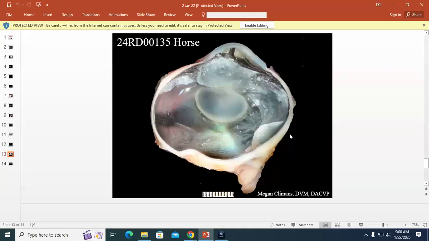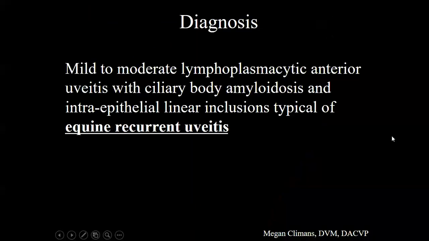And that's it. That's all the things in this horse. There were a lot of things. I think there was maybe some minor corneal stuff. But the main diagnosis and reason why I was showing it is because it's a pretty classic case of equine recurrent uveitis. So that's it. That's all I have to say, if there aren't any questions.